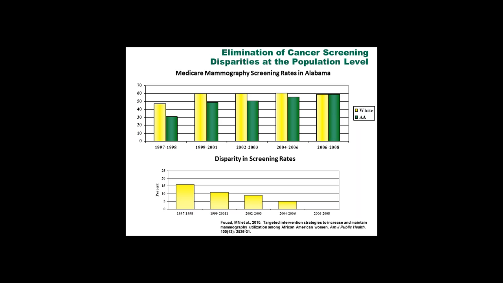So by the time you got to the end of this first 10 years in 2008, the difference did not exist in terms of black and white women. But still, overall, there was work to be done, given that still slightly less than 60% of the women who were eligible, again, these are Medicare mammogram screening data from the state, and so everyone was at age and had that as a Medicare benefit, so the issue of being able to afford it and so forth was taken off the table. So we still have a lot of work to be done.